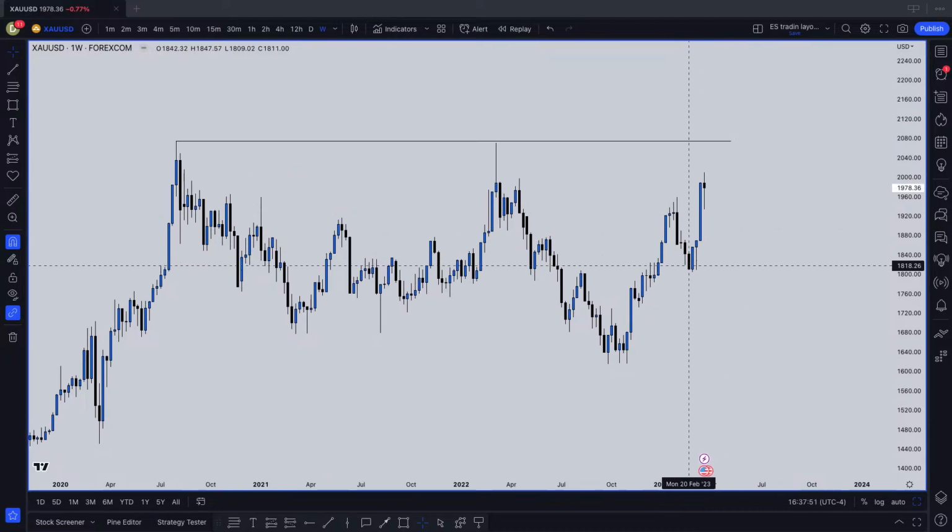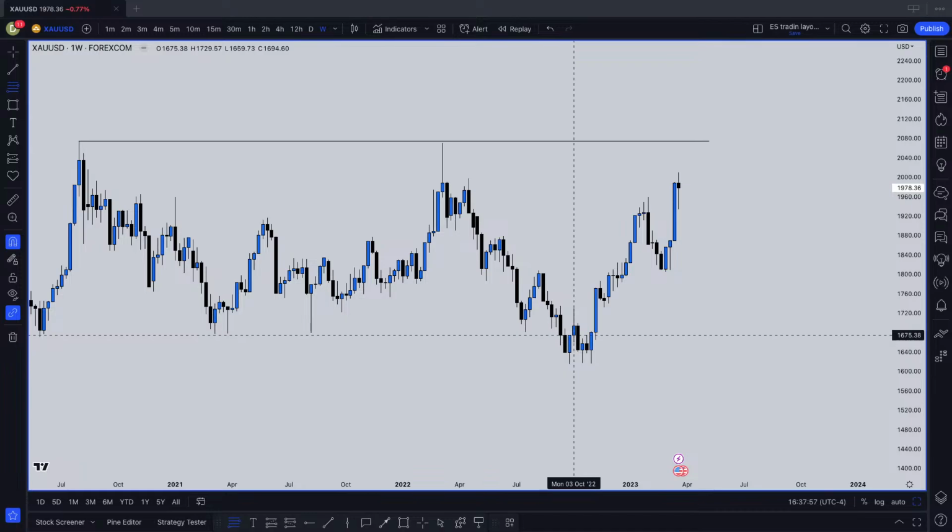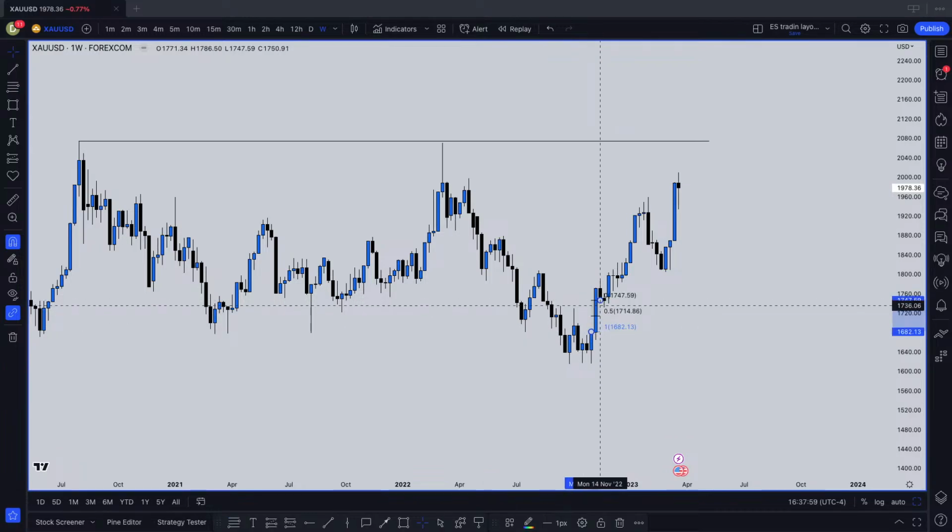So looking at gold here, very bullish price action. We see here we dip down into this fair value gap. Price was unable to even get the consequent encroachment.